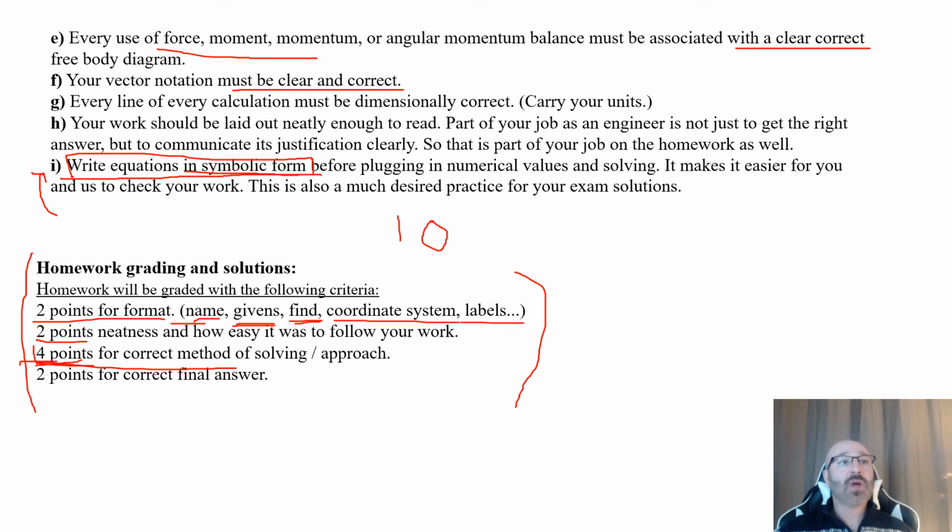And the last 2 points are for the correct final answer. So even if you get the answer wrong, but you've set everything up correctly and set up the right governing equation and approach, you could still get 8 out of your 10 points.